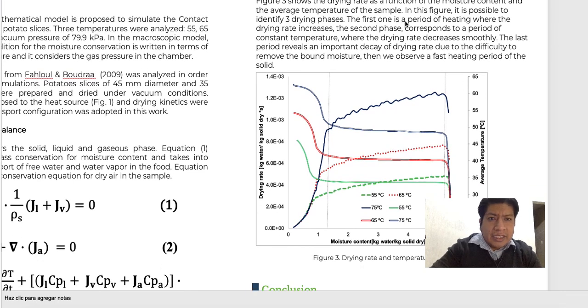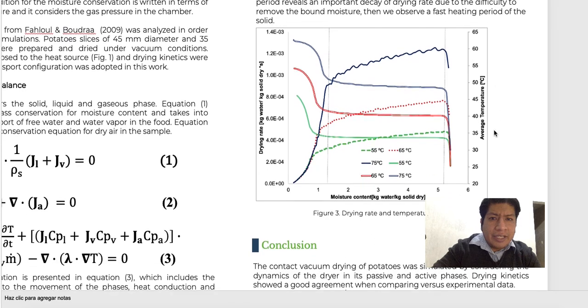The first one is a period of heating, where the drying rate increases. The second corresponds to a period of constant temperature, where the drying rate decreases smoothly. The last period revealed an important decay of the drying rate due to the difficulty of removing the bound moisture. Then we observe a fast heating period of the solid.